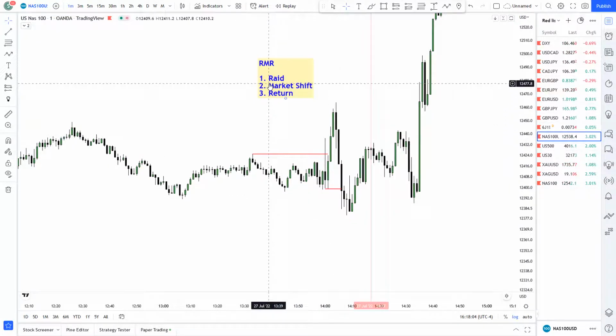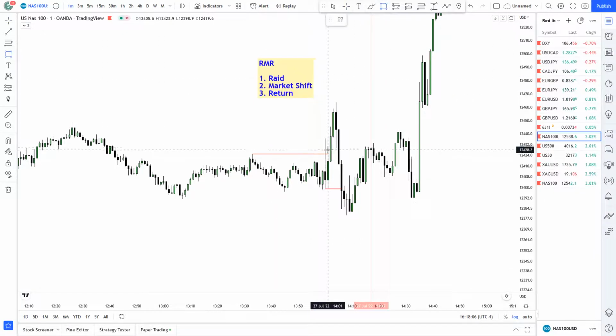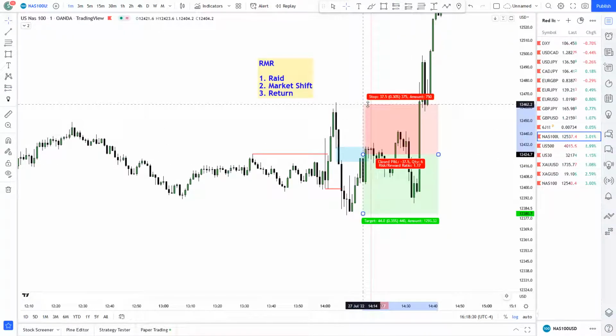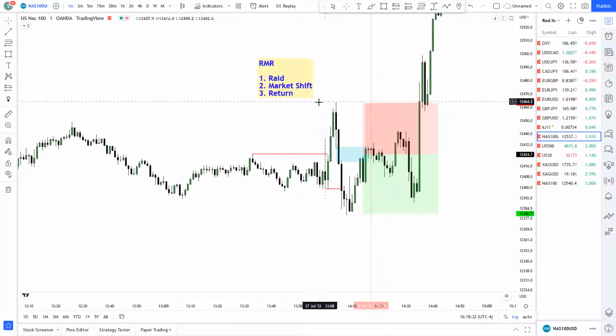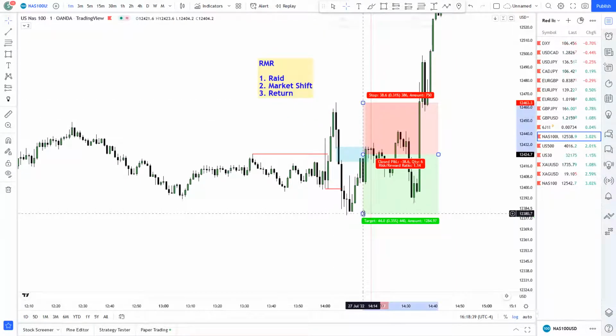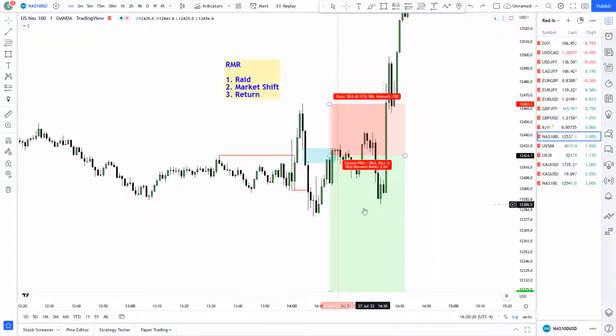And finally, we look for a return area. In this case, we used a gap to return to. However, you can use an order block, you can use the Fibonacci, but for this example, we're just going to stick with the gap. Once it returned to this area, we're able to place a short with our stop loss at the top of the raid over here, which is always controlled, and we can start looking for objectives below. So this is the RMR pattern.